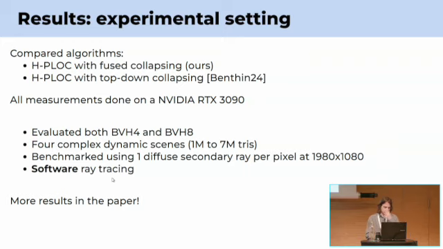All measurements are done on an NVIDIA RTX 3090. We evaluate both 4-wide and 8-wide BVH on 4 complex dynamic scenes, which is the target of our method. And we benchmark using 1 diffuse secondary ray per pixel at Full HD.